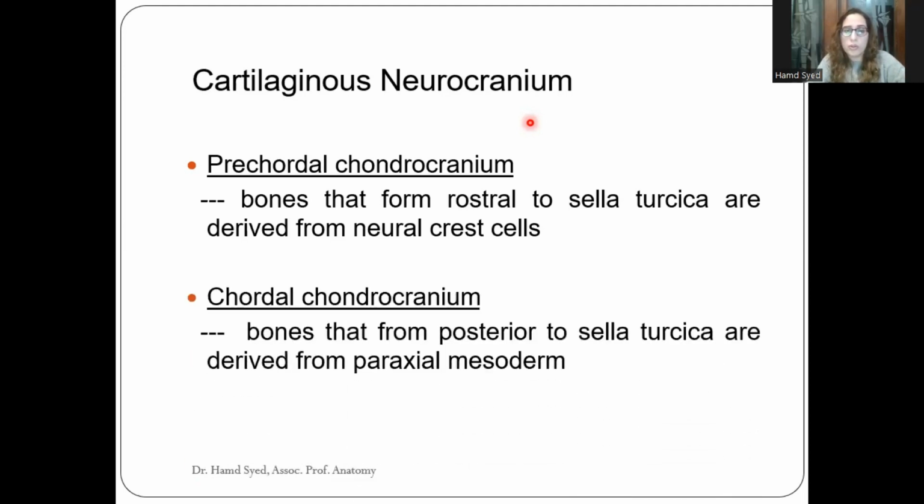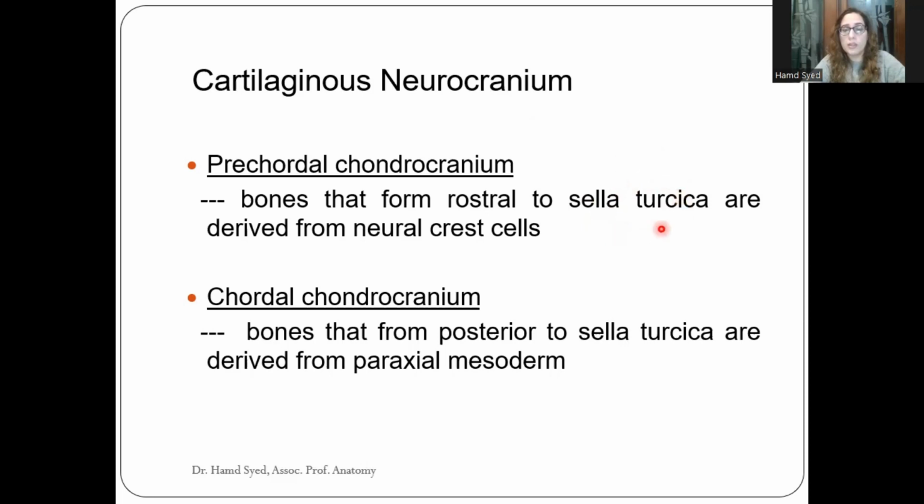And the caudal chondrocranium are those bones at the base of the skull which are present behind, or posterior to, the sella turcica, and they are the ones which are derived from the paraxial mesoderm, and this is known as the caudal chondrocranium. So there are two parts of the base of the skull, those bones which are present anterior to sella turcica and those present posterior to sella turcica. The landmark here is sella turcica. This is simply the hypophyseal fossa within which the pituitary gland is present in the basal region of the neurocranium.